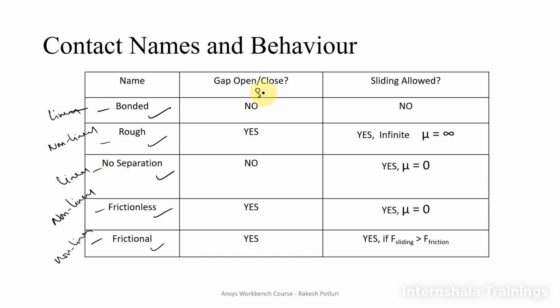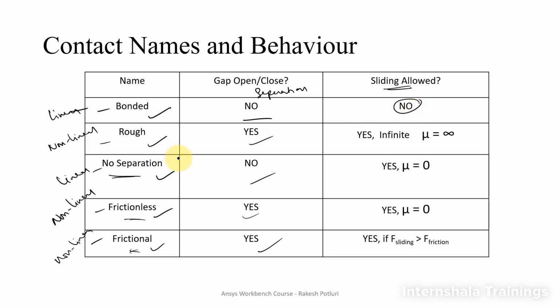Gap means separation. Is separation allowed or not? In bonded, it is not allowed. In rough, yes, it is allowed. In no separation, as the name states, separation is not allowed. In frictionless and frictional, both can be allowed. Coming to the sliding behavior, in bonded contact, as I told you, nothing is possible, neither separation nor sliding.